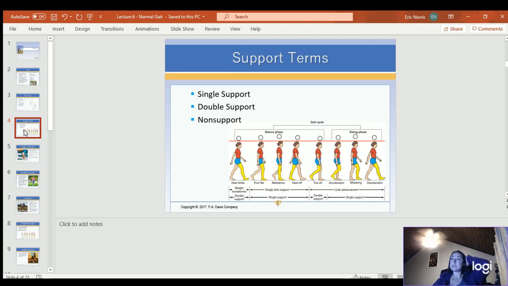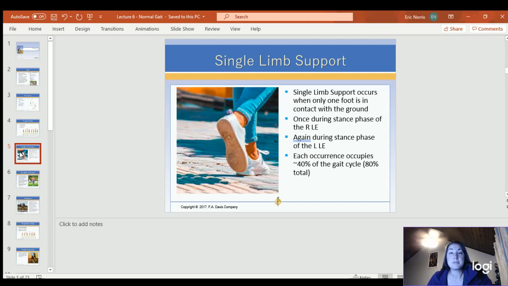All right, we have not really covered single limb support, double limb support, and non-support. So we will cover those now. It's mentioned down here at the bottom of the picture. Non-support's not in this picture because non-support only occurs during running. So single limb support occurs when one foot is in contact with the ground. It occurs the first time during stance phase of one leg, we'll say the right, and again during stance phase of the other leg, we'll say the left. Each time it occurs about 40% of the gait cycle, so really about 80% of the total gait cycle you're in single limb support.